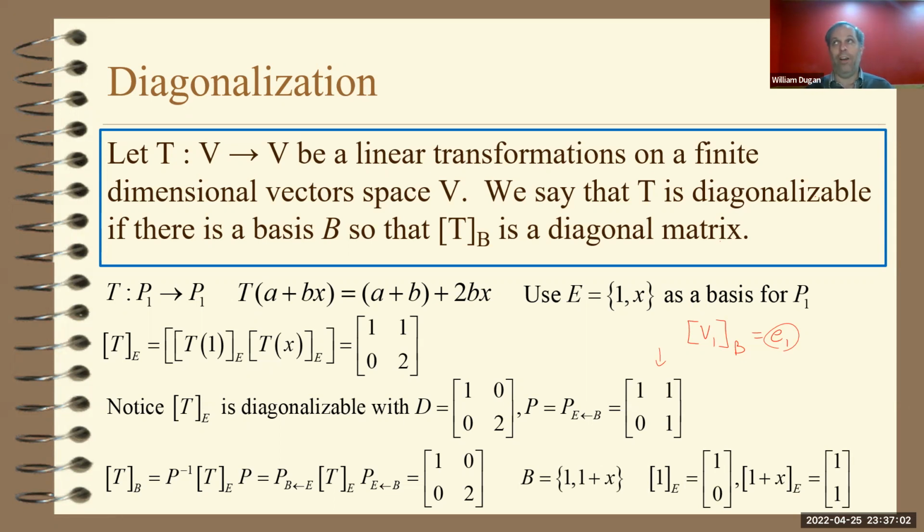So the coordinates of the first vector are 1, 0. So that's the vector 1, because remember the basis E is 1, x. The coordinates of the second vector are 1, 1. So that would be 1 times 1 plus 1 times x, that's 1 plus x. So the basis we're talking about is 1 and 1 plus x. If I find the matrix of the transformation relative to this new basis B, it will be a diagonal matrix, 1, 0, 0, 2.